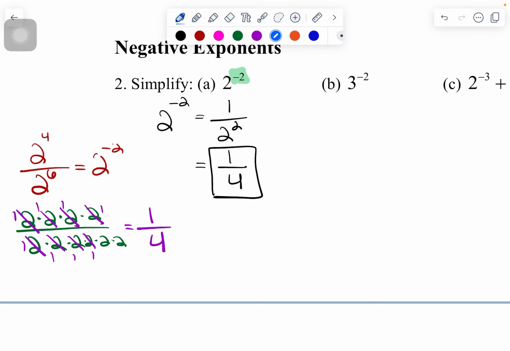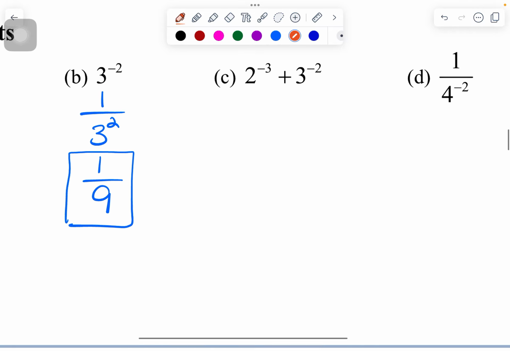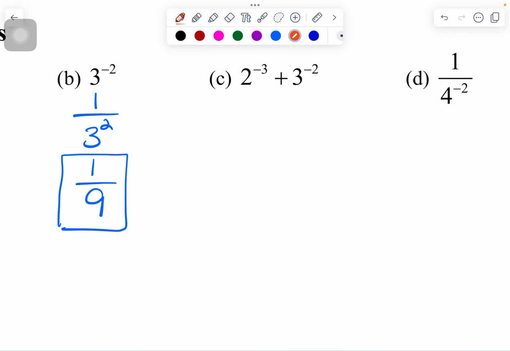So 3 to the negative 2, I'm going to rewrite this as 1 over 3 squared. Well, 3 squared is 9, so that's 1/9. So far so okay. Let's slide on over to part C. Now we're going to do two things. With exponent rules, we've got to do exponents first, then we'll do a little addition.